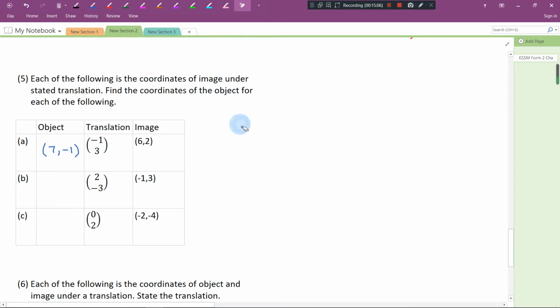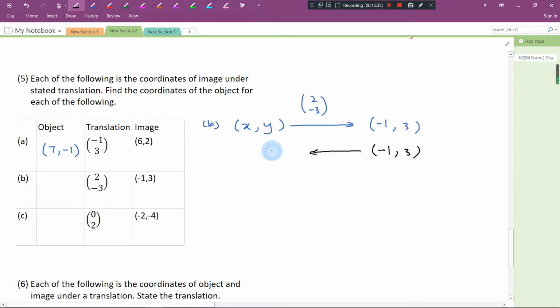Okay, let's try B. Same things. Write a parentheses, and I don't know the coordinate. I just write X and Y first. Write an arrow, and this is 2, -3, and now I have -1, 3. So if you want to go backward to get back the image, to get back the object, okay, go this way, go backwards. So it will become -2, +3.